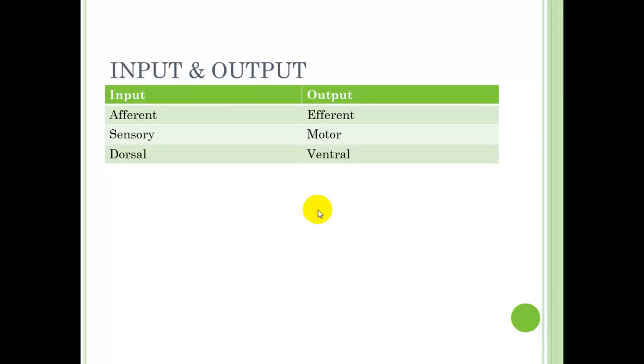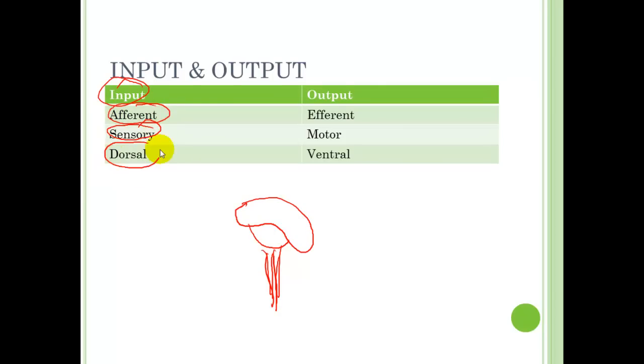Input versus output. So on the input side, and this is going towards the brain, so I'm going to draw a brain here again. Poor brain drawing, I know, but you get the picture with this. So for the input side, we have afferent, sensory, or dorsal. So this is all going to be going into the central nervous system. More specifically, I drew it into the brain. It would go down into the spinal column for sensory input.